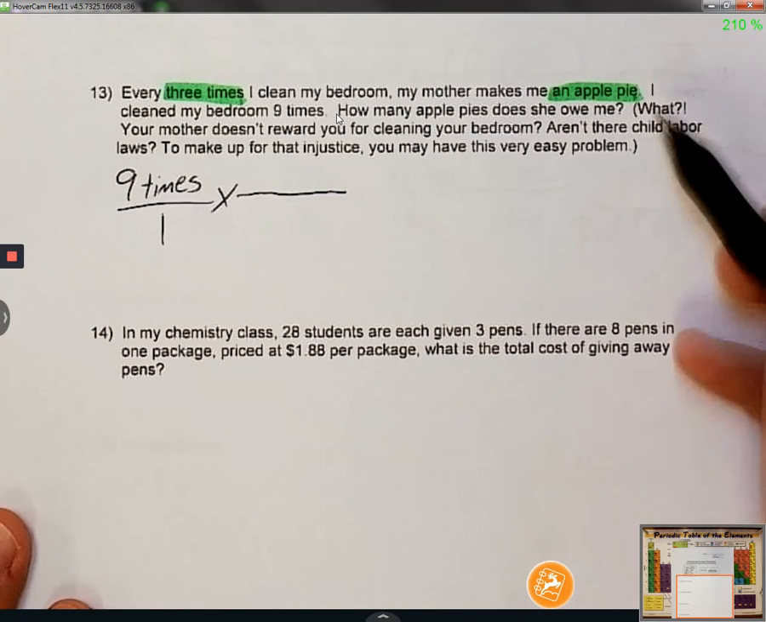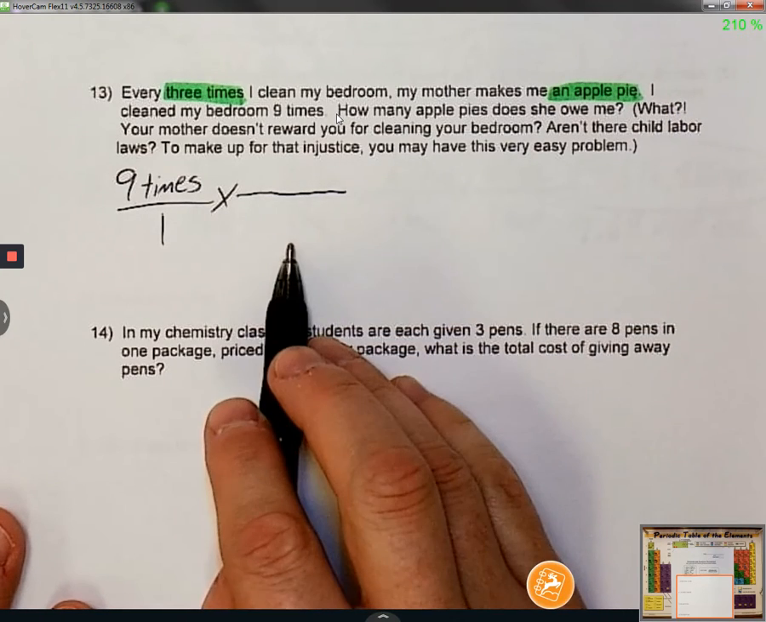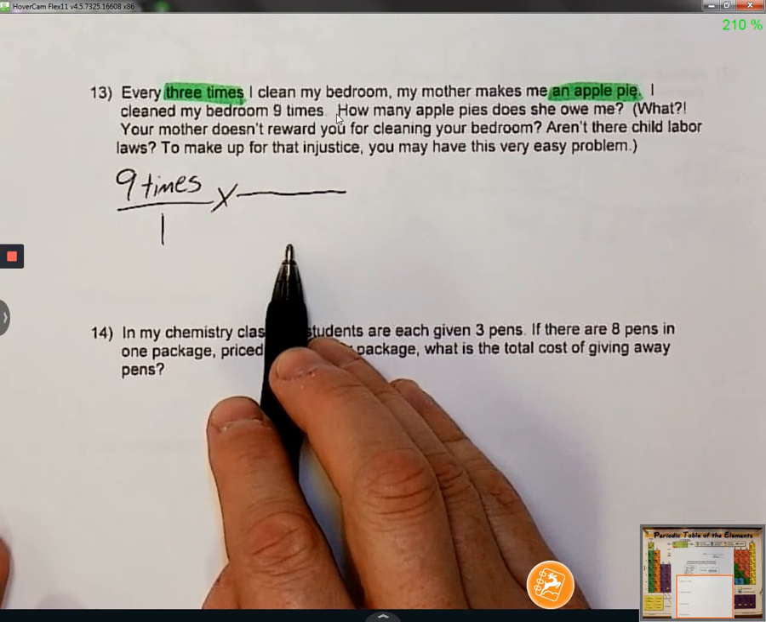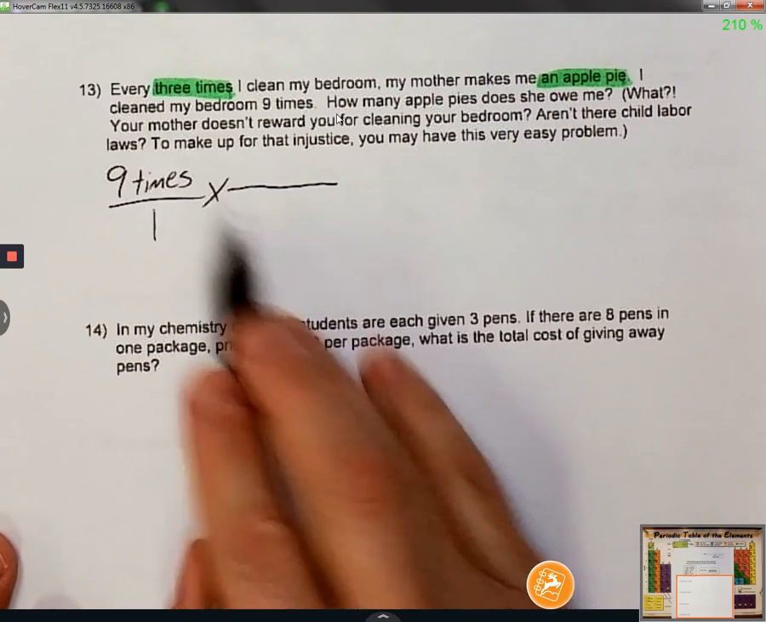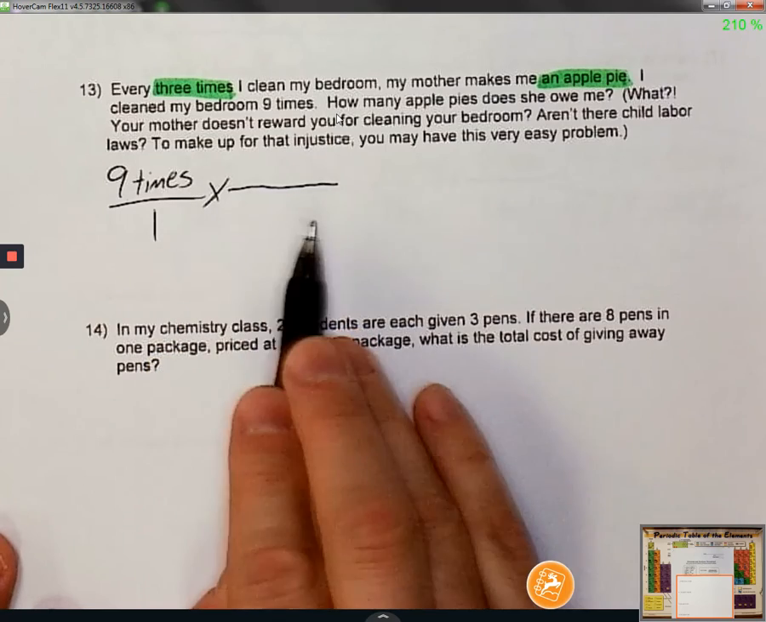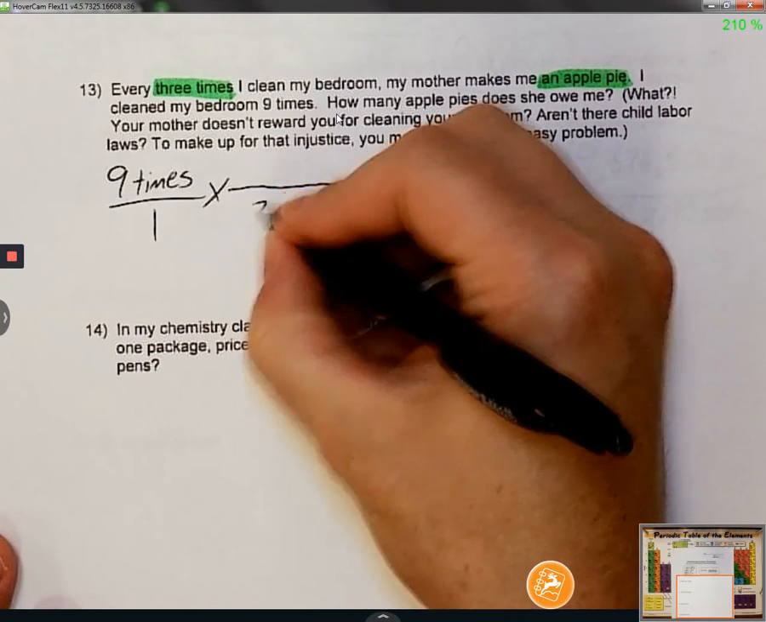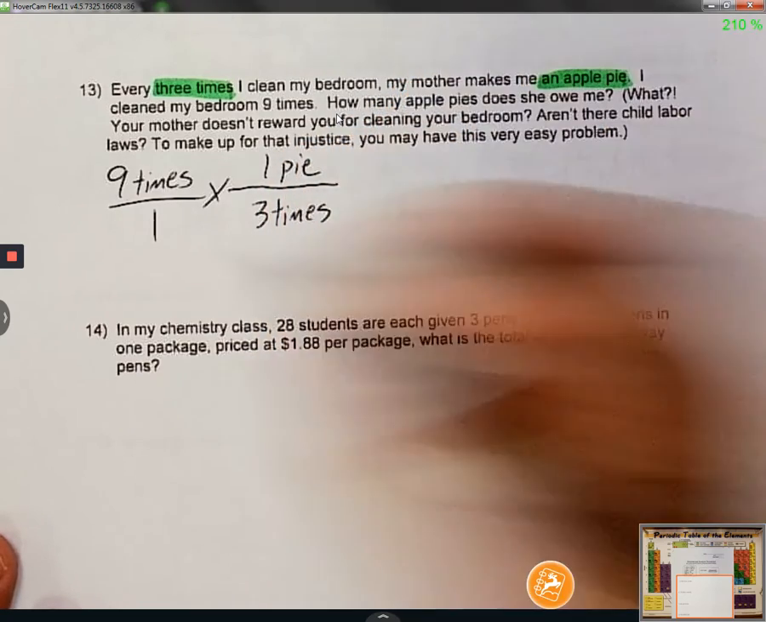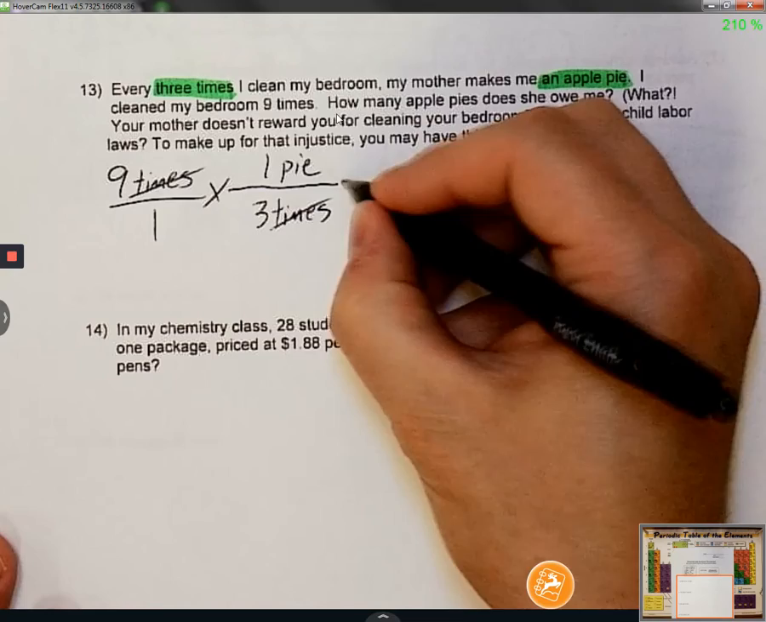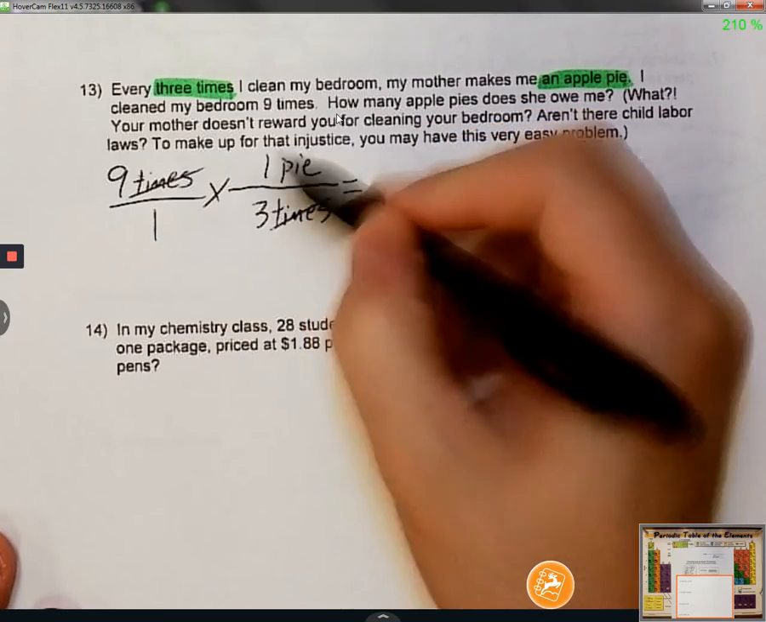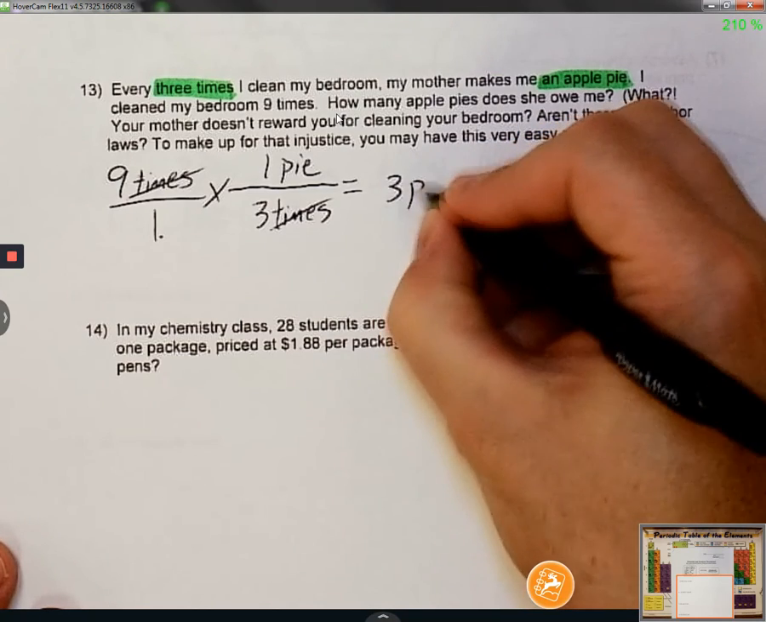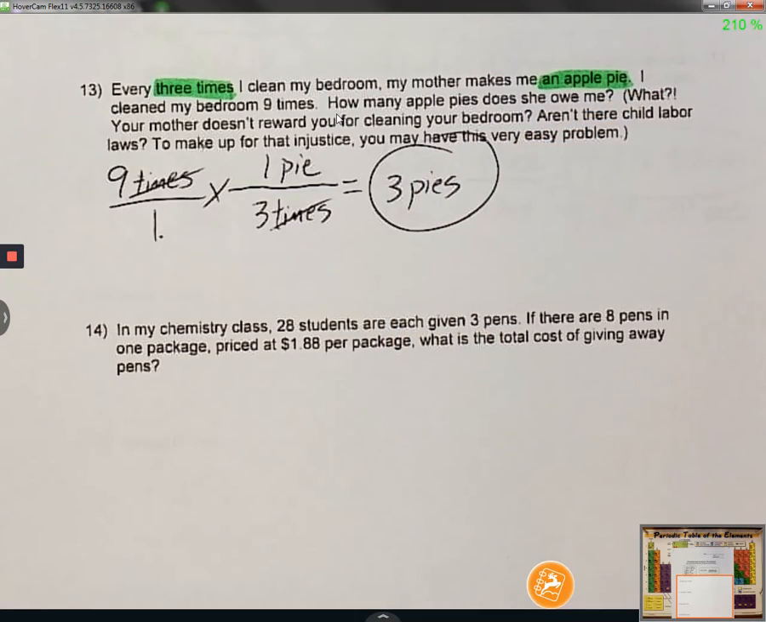So what is my factor? 3 times equals an apple pie, right? So what goes on the bottom? 3 times or 1 pie? 1 pie goes on the bottom? 3 times. 3 times goes on the bottom? How do you know which one's right? Because times is on the top. If times is on the top up here, times has to be down here on the bottom. So 3 times equals 1 pie. Times cancels times. So 9 times 1 divided by 1 divided by 3. Or in other words, 9 divided by 3 means 3 pies. That's easy. That's a one-step problem.